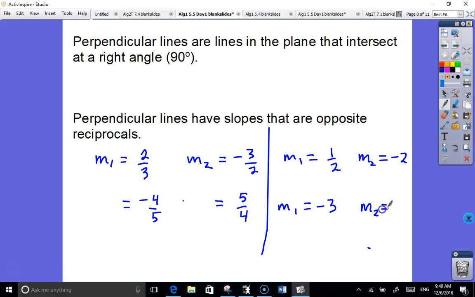And same thing, if m1 equals -3, what is the slope of the other line? Okay, it's 1/3. Opposite, oh sorry, positive. No, it's not negative, sorry. Positive. Opposite sign, flip the fraction.